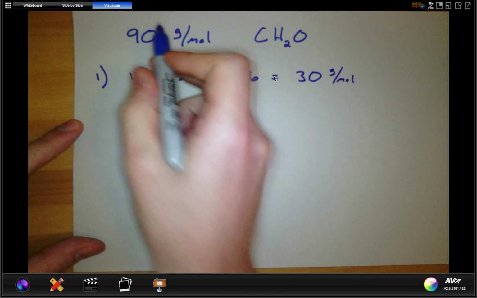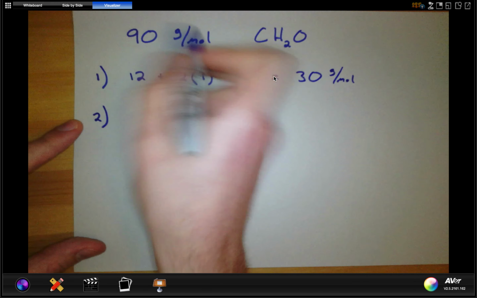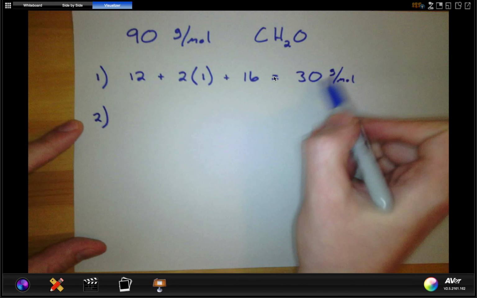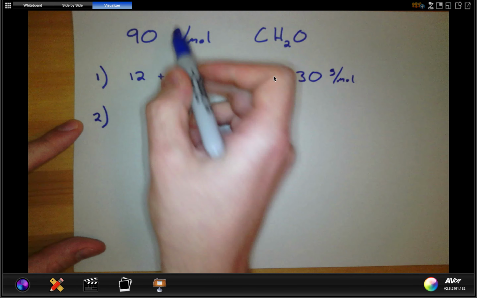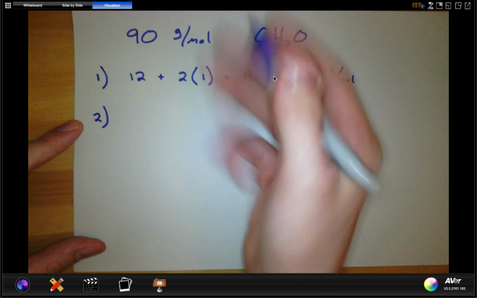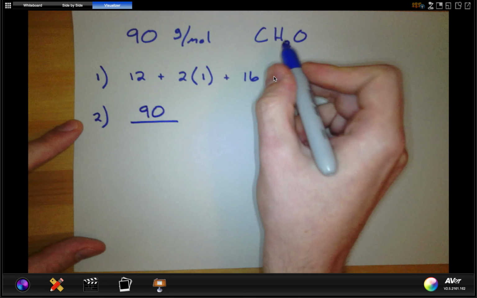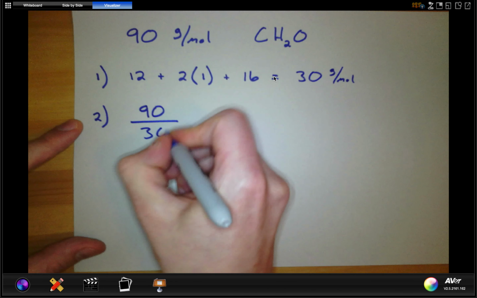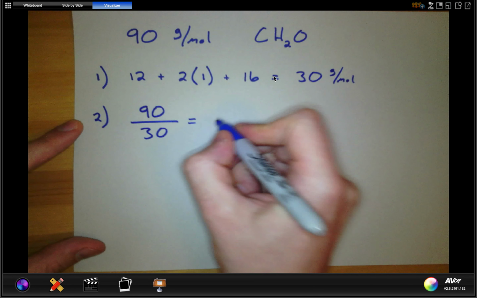And this one's going to be easy. Step 2, we divide the larger number by the smaller number, because you should get a whole number out and not a decimal. So we divide the molar mass of this actual substance, which is 90, by the molar mass of our empirical formula, which is 30. And this one I don't need a calculator for. Okay, 90 divided by 30 is 3.